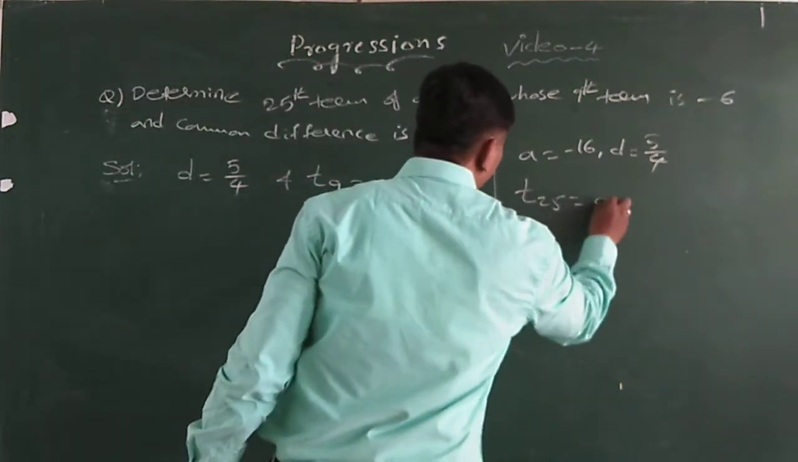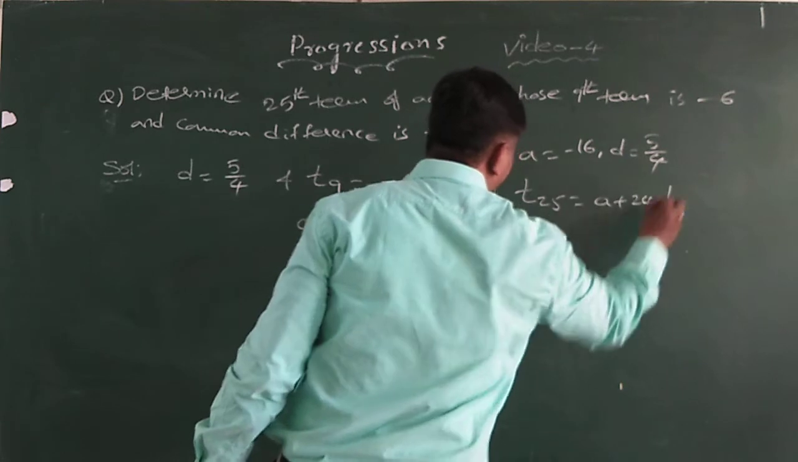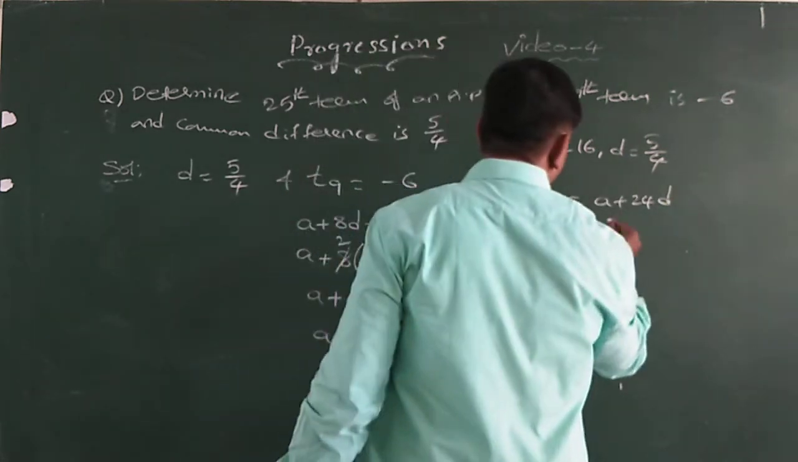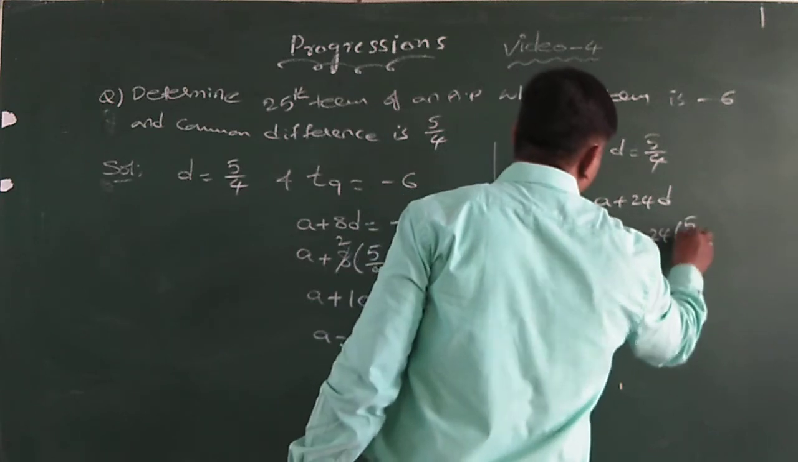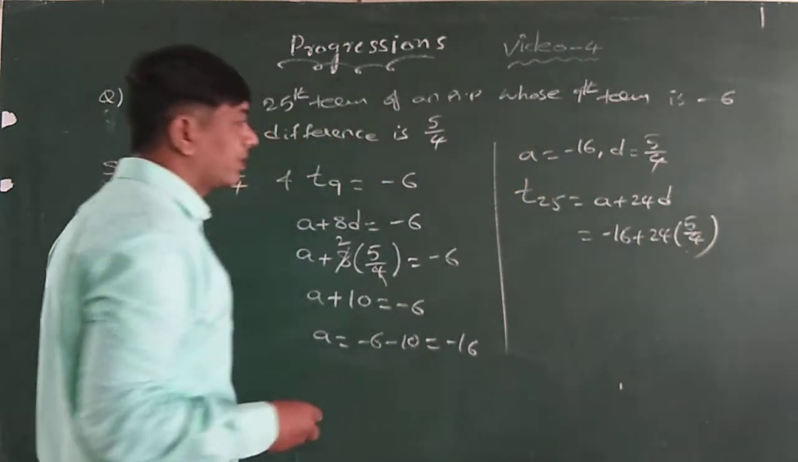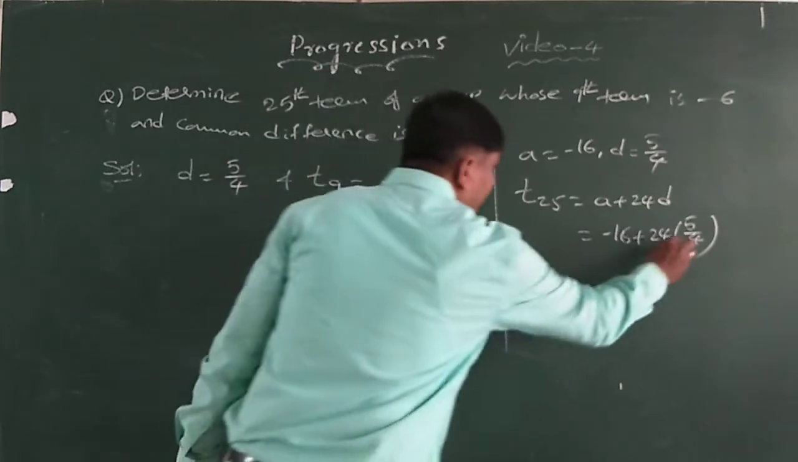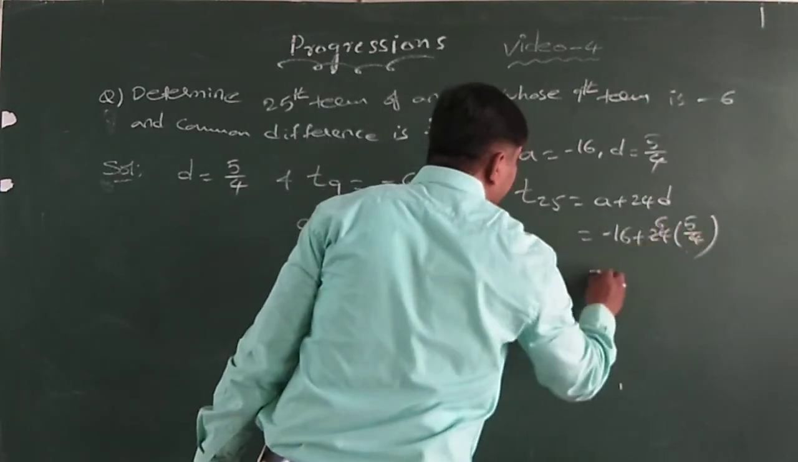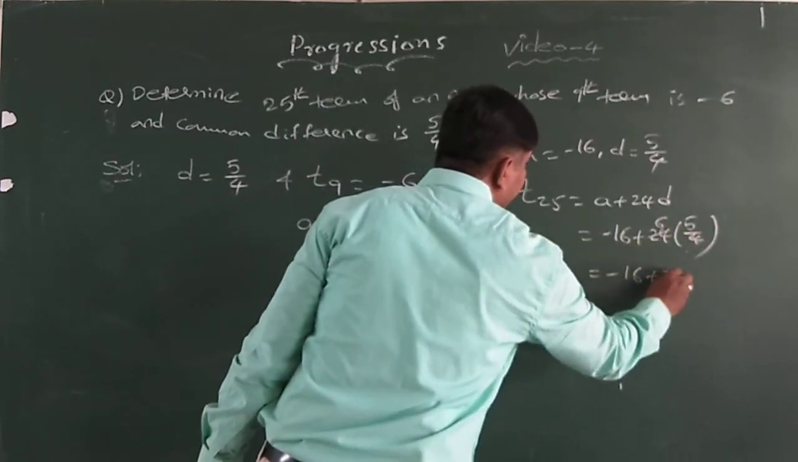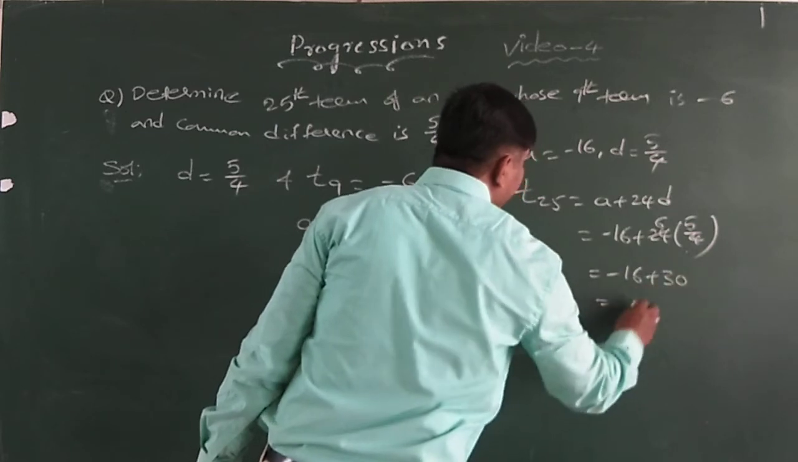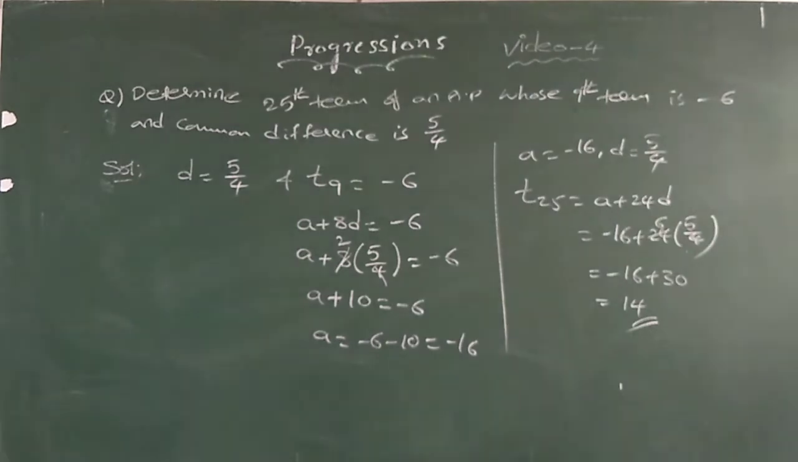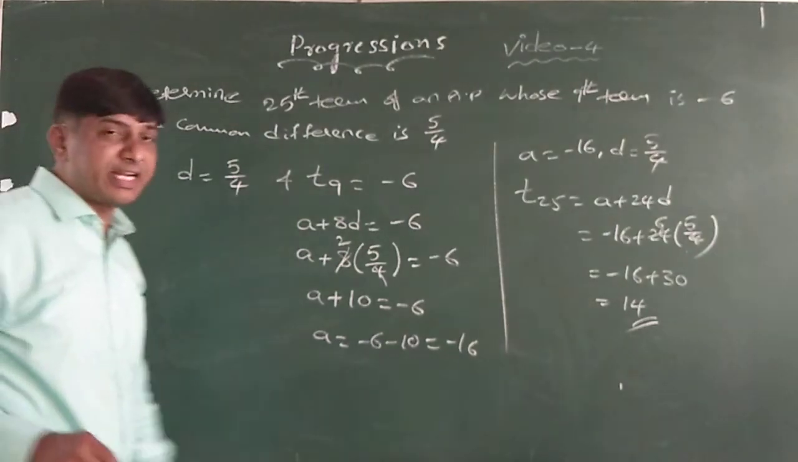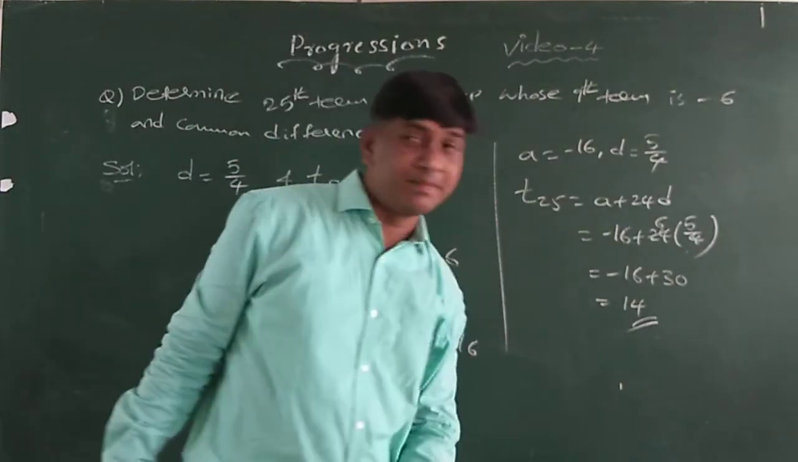T25 is equal to A plus 24D. A value is -16 plus 24 into the D value 5/4. Okay, here 4 1s are 4, 4 6s are 24, so 6 5s are 30. That is equal to -16 plus 30, which is 14. So 14 is the 25th term.